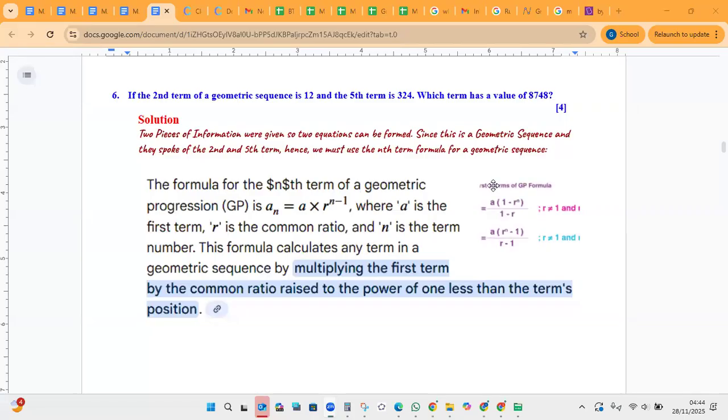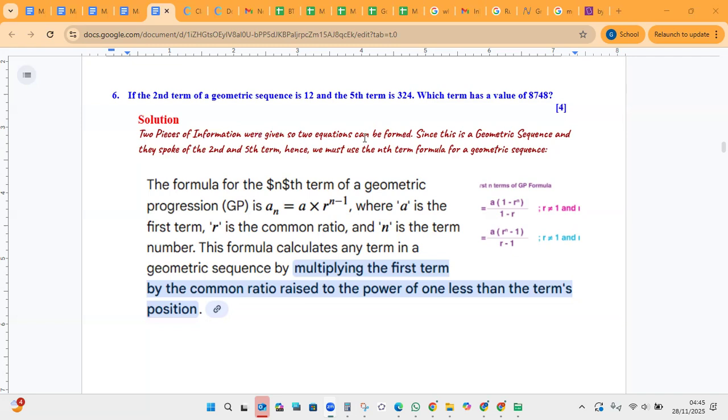So here we are going to discuss number 6. It says if the second term of a geometric sequence, or geometric progression, is 12 and the fifth term is 324, which term has the value of 8,748?